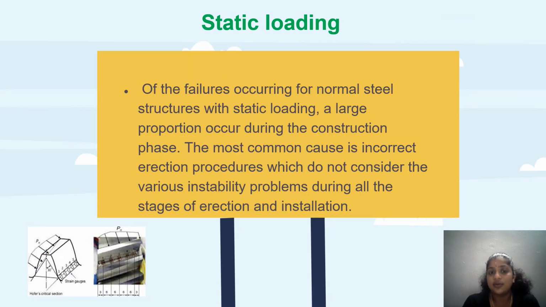The third one is static loading. One of the failures occurring for normal steel building structures is with static loading. A large proportion occurs during the construction phase. The most common cause is incorrect erection procedure, which does not consider the various instability problems during all the stages of erection and installation happening during the construction time or during any building work.